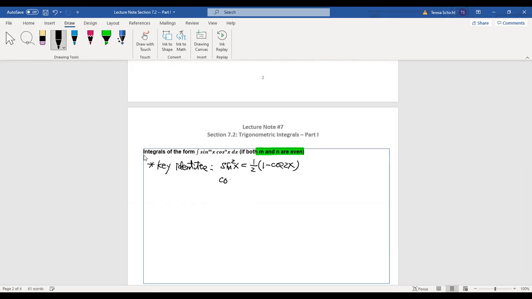or you have cosine squared x. So this is what we call the half angle formulas, right? It's 1/2 times 1 plus cosine 2x, okay? And then the next thing we need to do is also have some key integration formulas.